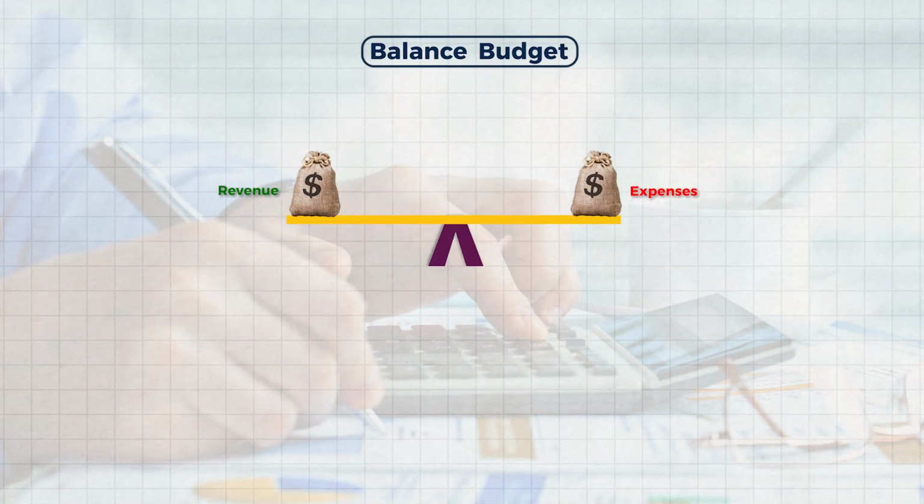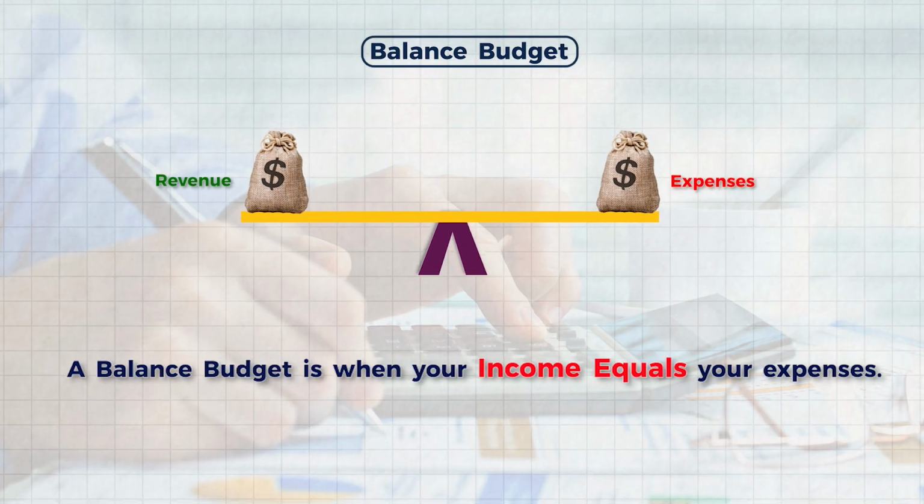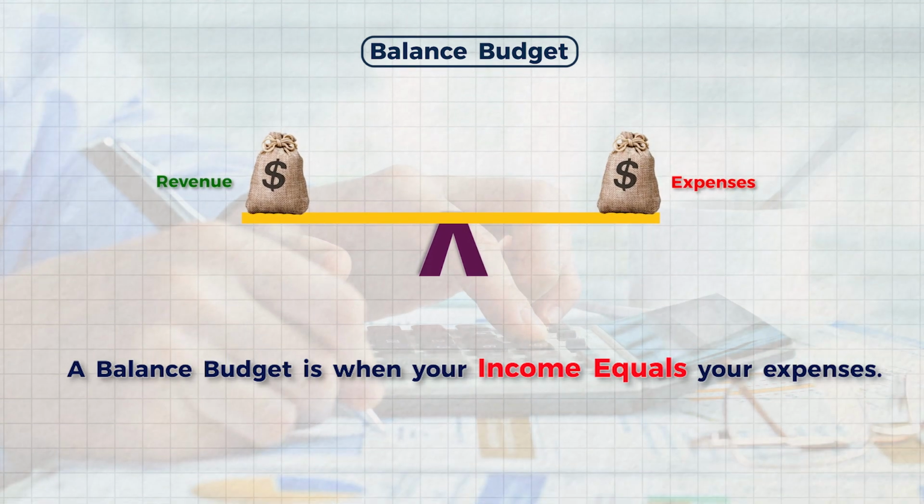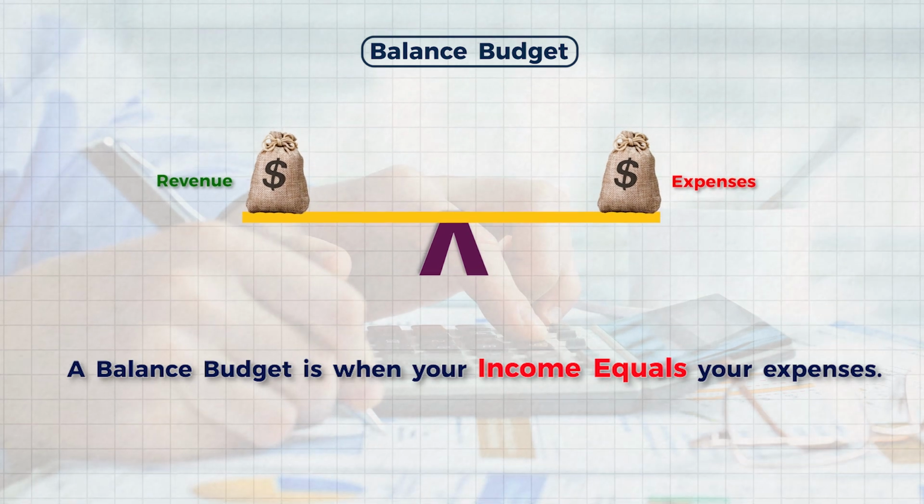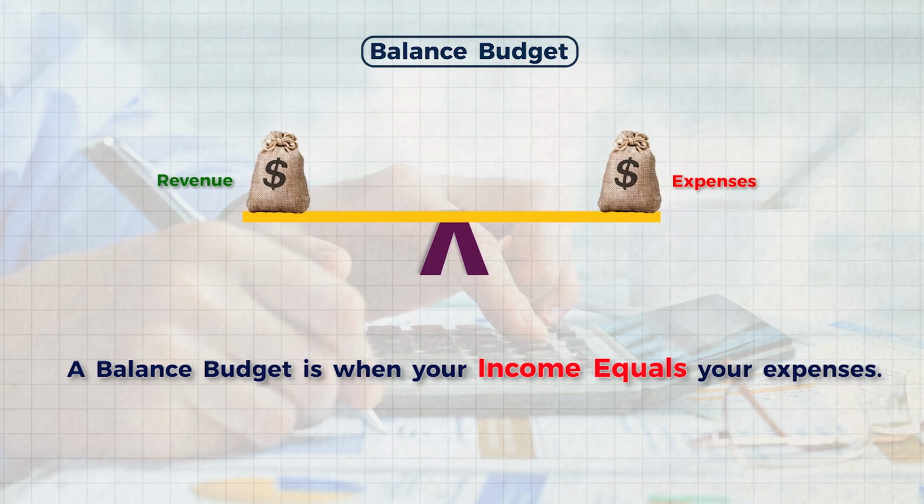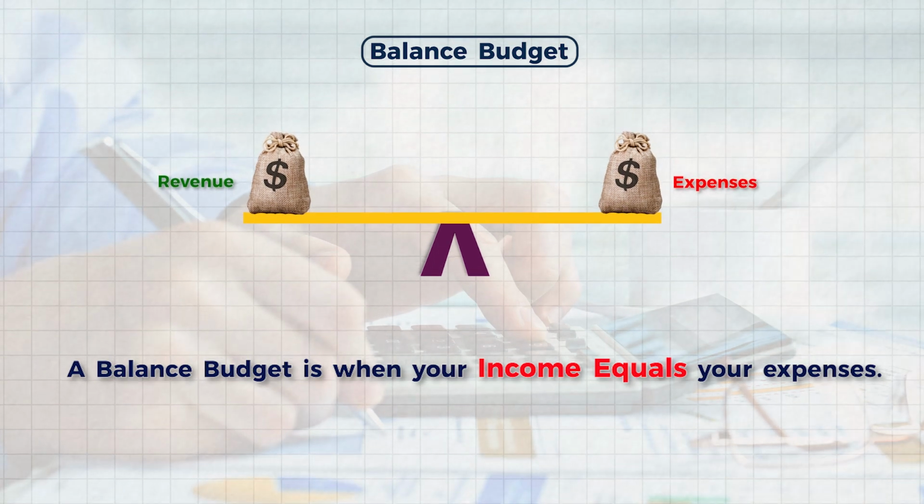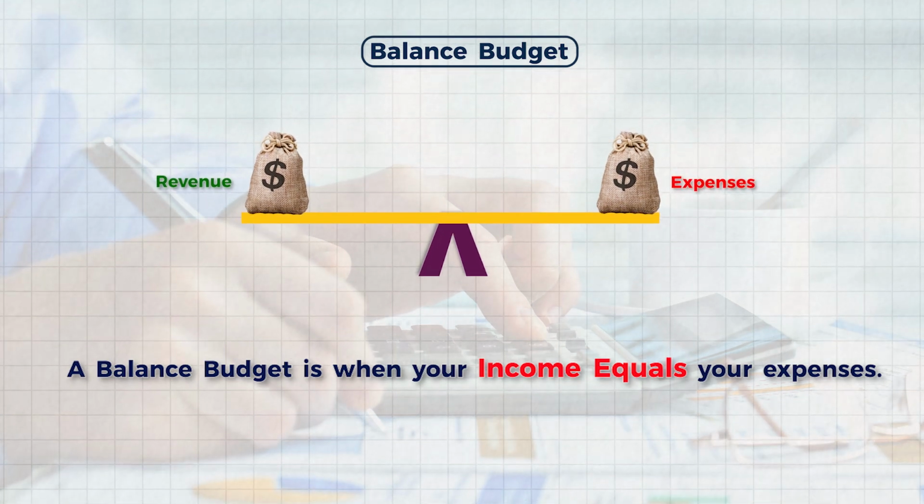Next, a balanced budget means that the revenues are expected to equal expenses. For example, if a company is earning only that much revenue, it can incur only that much expense. So a balanced budget indicates that the revenues and the expenses are equal.